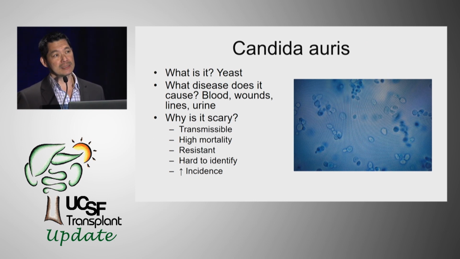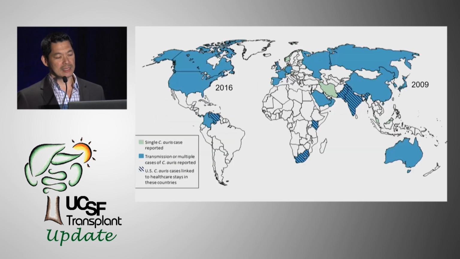It's resistant, so typically fluconazole won't hit it. It's hard to identify, so a lot of times you don't even know you're dealing with Candida auris because the lab diagnostic capabilities haven't kept in step with what's going on epidemiologically, and it's increasing in incidence. So this is where it started in Japan. It was first described in 2009.